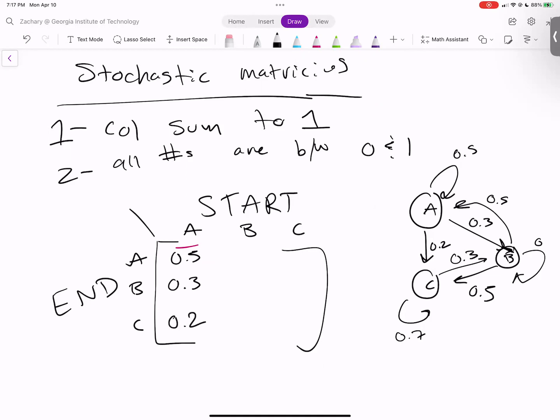Okay. Likewise, how many people start at B and end at B? 0. And then 0.5 go to A, 0.5 go to C. For C, 0.7 stick around, and 0.3 go to B, and none go to A. Okay, this is how you would fill in a stochastic matrix based on a word problem. Are there any questions on how to do this? Okay, so this is how we shift every unit time, every day or week, okay?